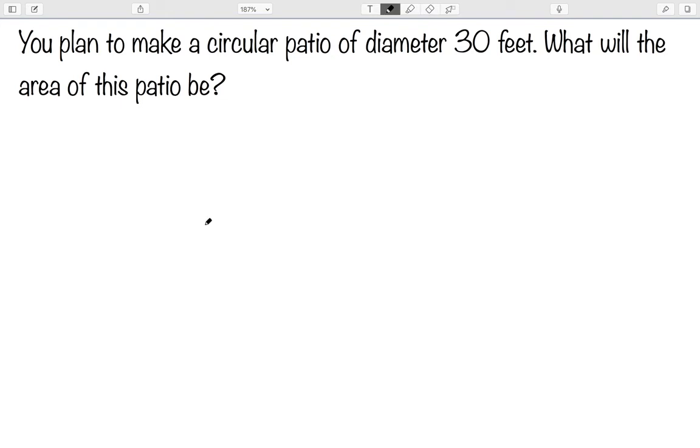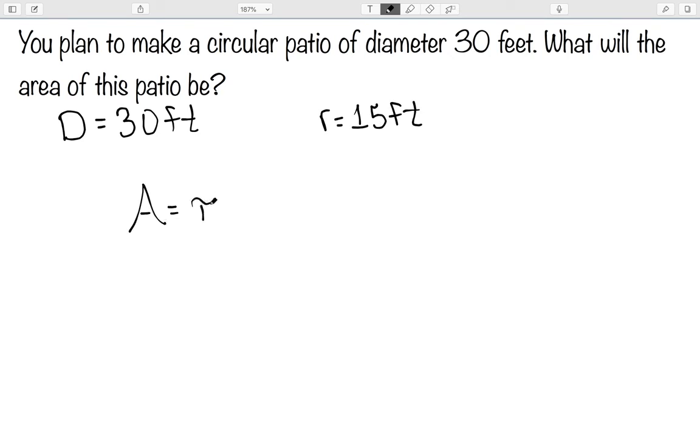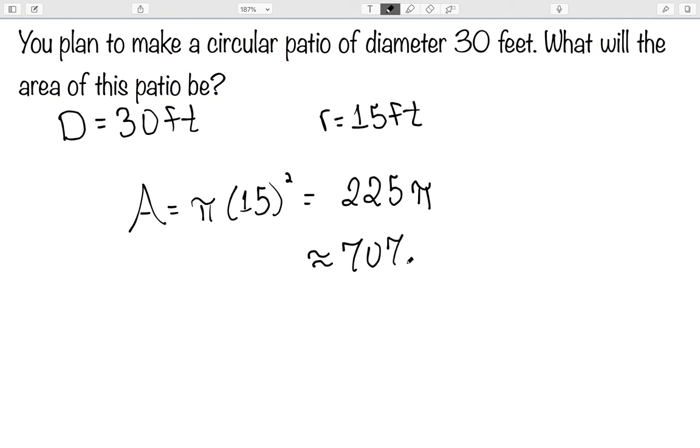So let's do an example of using this. Let's suppose you plan to make a circular patio of diameter 30 feet. What will the area of this patio be? Well, if the diameter is 30 feet, then our radius is 15 feet. So the area would be pi times 15 squared, which is 225 times pi, which is approximately 707 square feet.